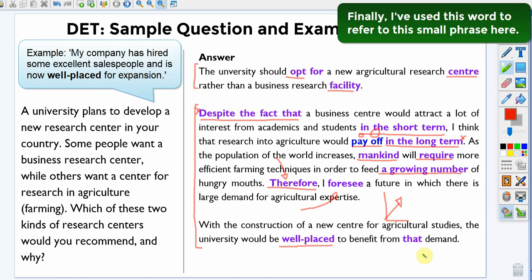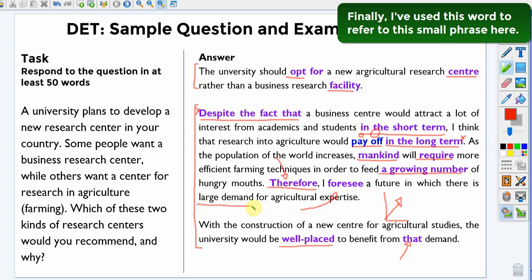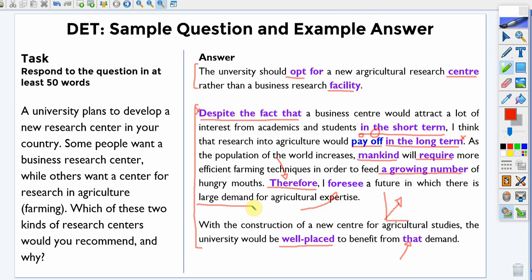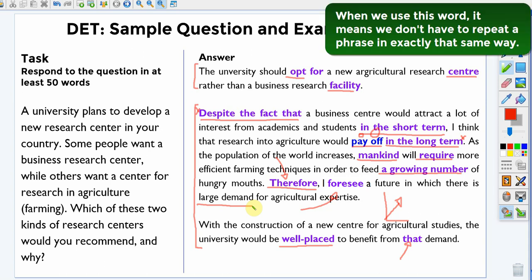Finally, I've used this word to refer to this small phrase here. That is one of the words we have in English to refer back to something already mentioned. When we use this word, it means we don't have to repeat a phrase in exactly the same way.